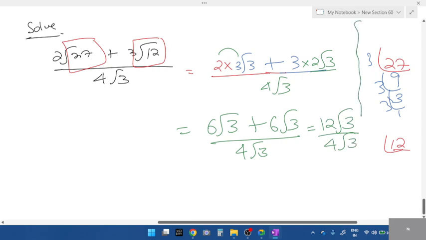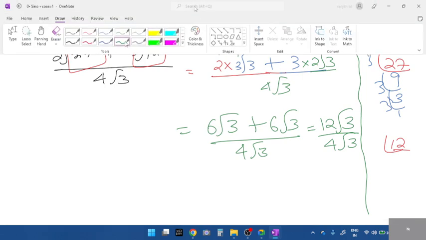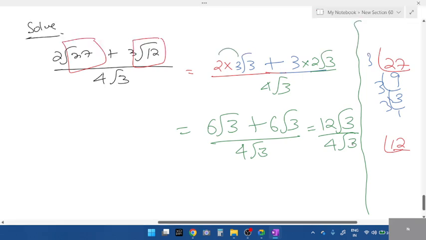Understood? Response, students. All of you understood? Okay. Is it required to rationalize the denominator? Do we need to rationalize or can we reduce it? We can reduce this. Root 3 will get cancelled. 4 ones are 4, 4 threes are 12. What's the final answer? 3.